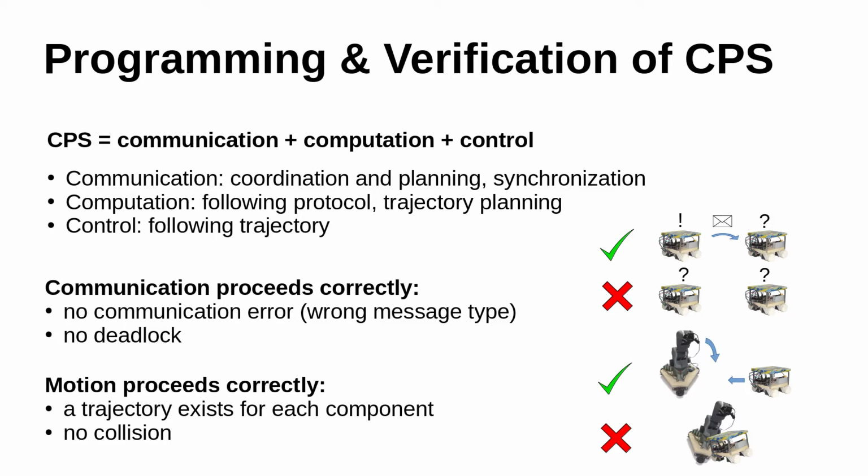In this work, we are interested in statically verifying that a robotic choreography executes correctly. This means we have to deal with multiple aspects of cyber-physical systems. There is some computation to decide what to do, communication to coordinate the different actions, and to interact with the physical world, control is required. By execute correctly, we mean that the communication happens without problems such as deadlock. For the robots' motion, we also check properties such as the absence of collisions.